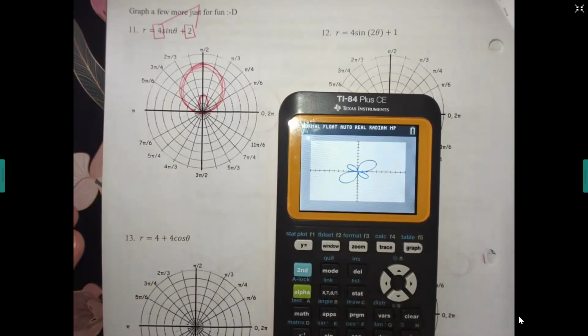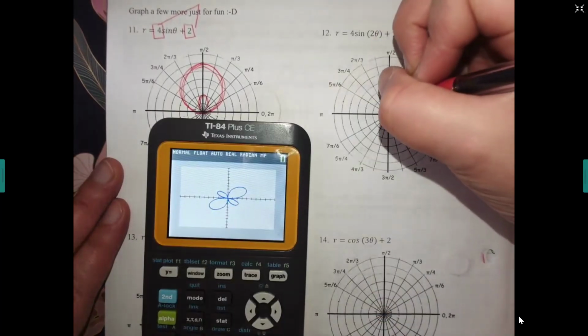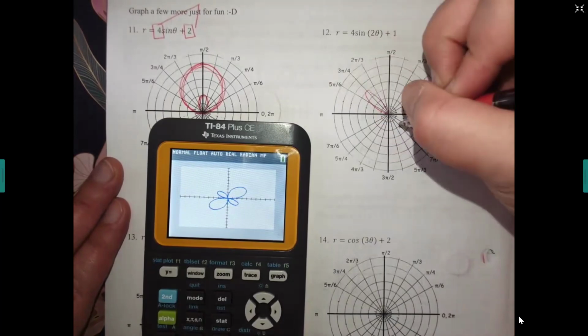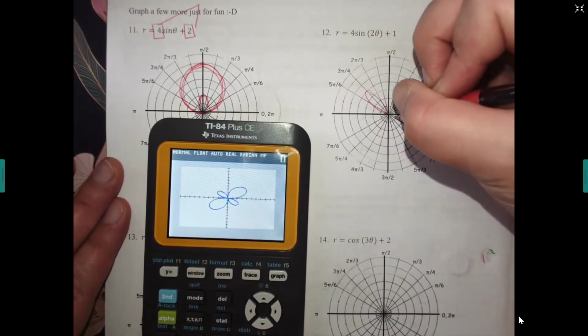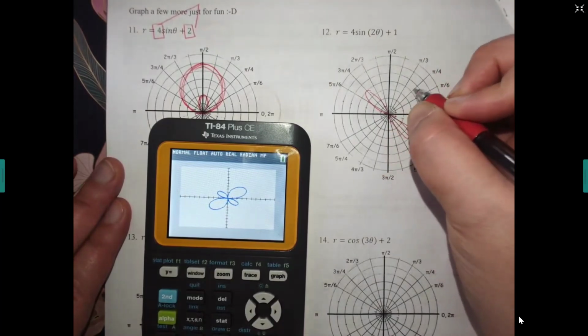Okay, you'll notice that this time we have 4 petals, but they're all different lengths. Your short petals are going to be length 4. And then your big petals are going to be 4 plus 1, which is 5. So your short petals should be 4. 1, 2, 3, 4. And then your big petals should be 5.